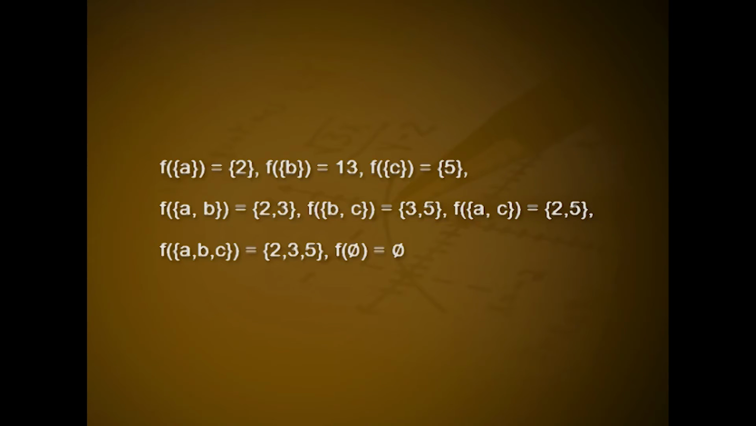f of {b} is equal to {3}, f of {c} is equal to {5}, f of {a, b} is equal to {2, 3}, f of {b, c} is equal to {3, 5} and f of {a, c} is equal to {2, 5}. And f of {a, b, c} is equal to {2, 3, 5} and f of the empty set is equal to the empty set. Thus, for each n equal to 0, 1, 2, 3, etc., there is only one type of lattice having the form P(S) with set containment.